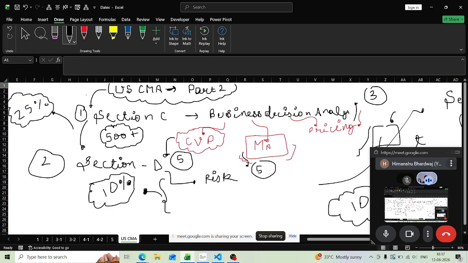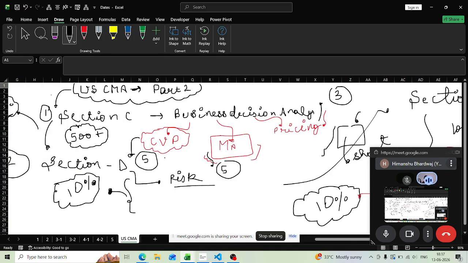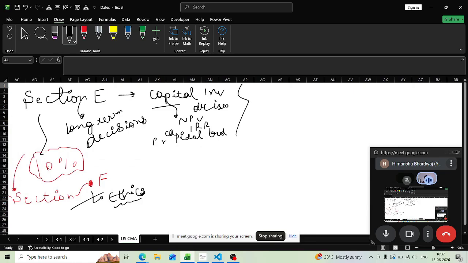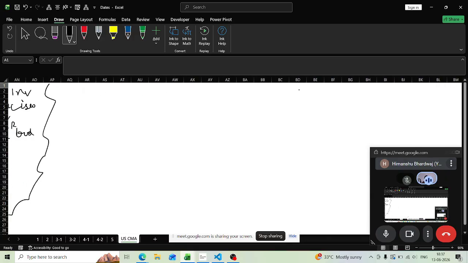So till now, if you see, we have completed section number C, which contains 25% of the exam. Then we have completed risk management, enterprise risk management, section number D, 10%, 35%, okay. Then section number E, capital investment decision, again 10%, 45. And then section number F, which is ethics, or I guess it's 55 now, right? So you have completed half of the CMA part 2 till now. Now you have the mighty sections, I would say.